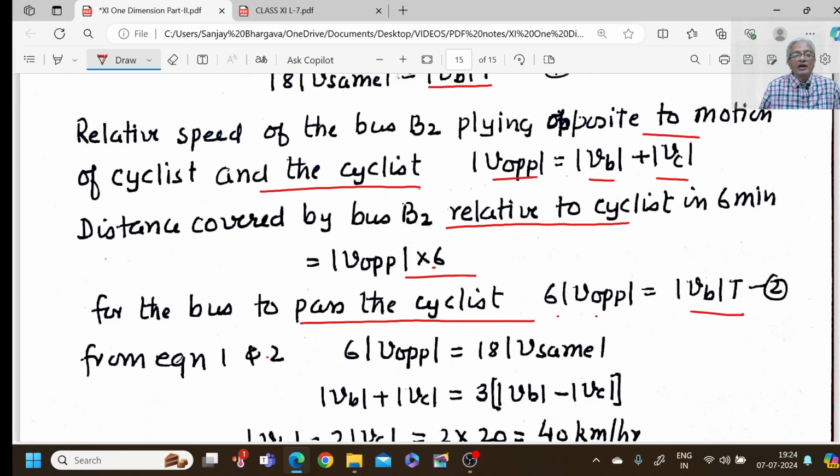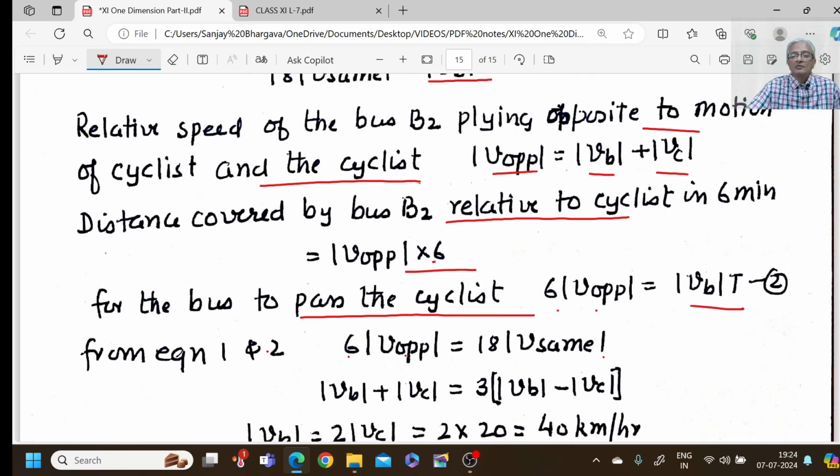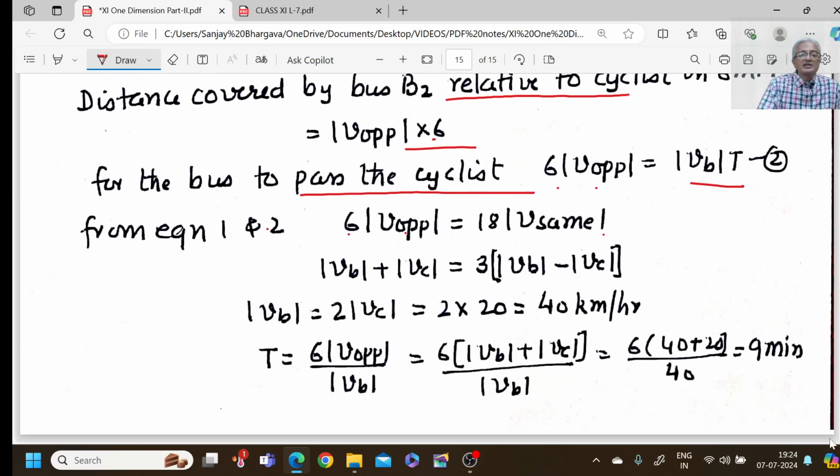From equation number 1 and 2, 6 into V opposite would be 18 into V same. Substitute. What do we get? VB plus VC would be equal to 3 times VB minus VC. So VB would be equal to twice VC. So 2 into 20, that is 40 km per hour.